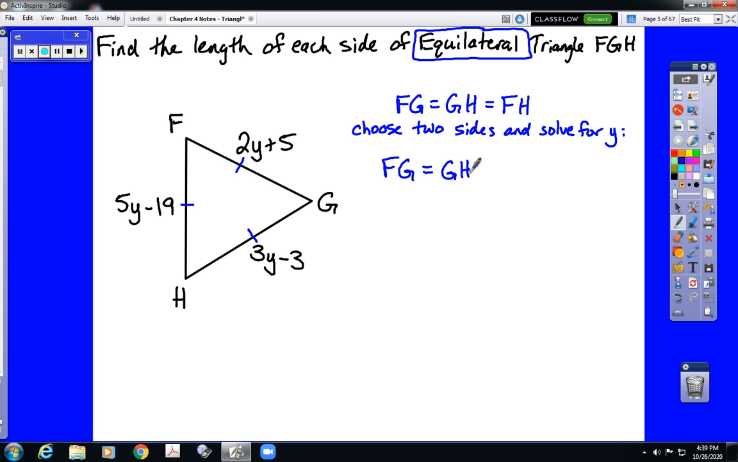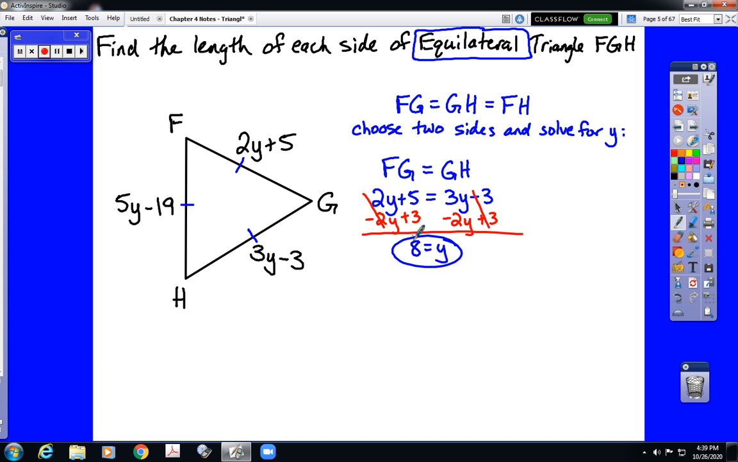It doesn't matter which 2 we use. Those 2 are equal, so we can plug in their lengths in terms of y, and that would allow us to solve for the value of y. So to solve for y, we would subtract 2y from each side and add 3 to each side. That would give us 8 equals y. Once again, that would be one possible answer on the SAT, but it is not the correct answer because you still need to plug that value in.